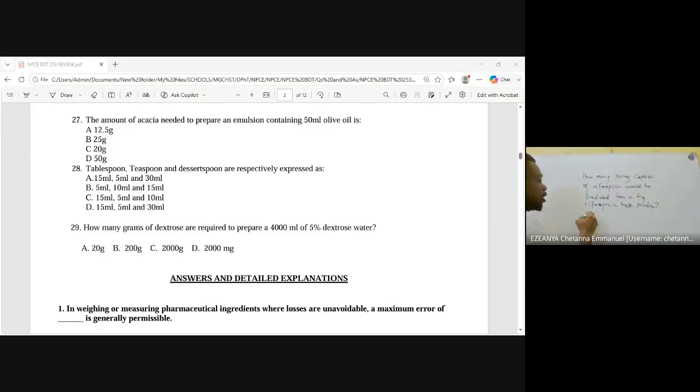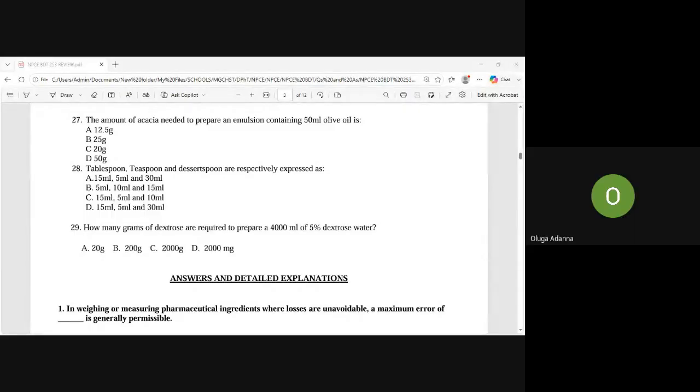Option A, 20. Option B, 0.02. Option C, 0.05. Option D, 50. What is the answer? 20, A.